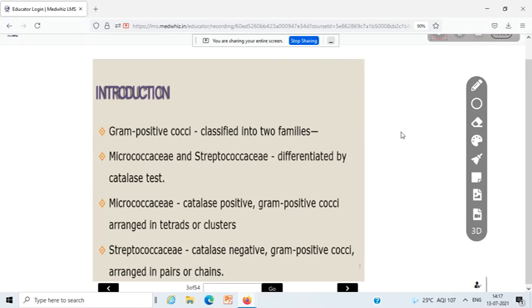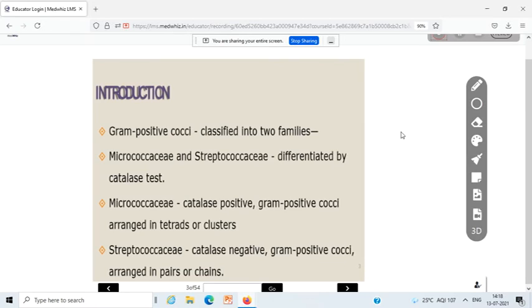So, as I told you, Staphylococcus is a gram-positive cocci classified into two families, Micrococcaceae and Streptococcaceae. The species belonging to these families are differentiated by a test called the catalase test, where the species belonging to Micrococcaceae are catalase positive and those belonging to Streptococcaceae are catalase negative.